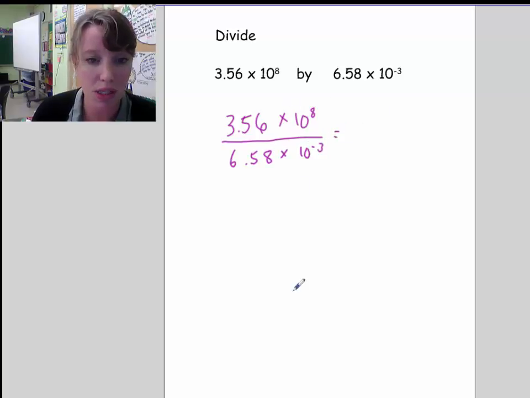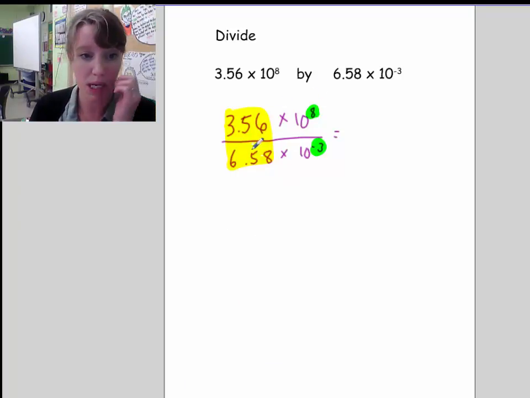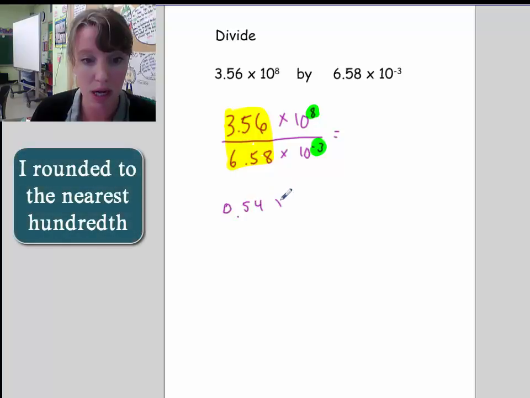Okay, so first let's think of the coefficients by themselves. So these coefficients, let's divide these things by themselves. And then we're going to take the powers of 10 and divide them by subtracting their exponents, okay? So I actually did this beforehand. So when we take 3.56 and divide it by 6.58, we're going to get 0.54 times.